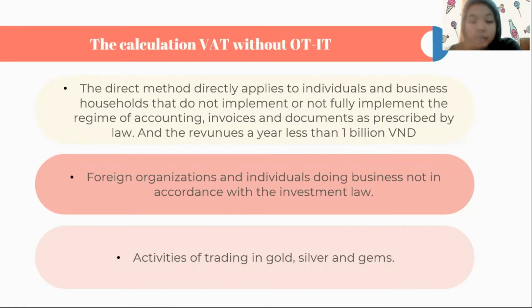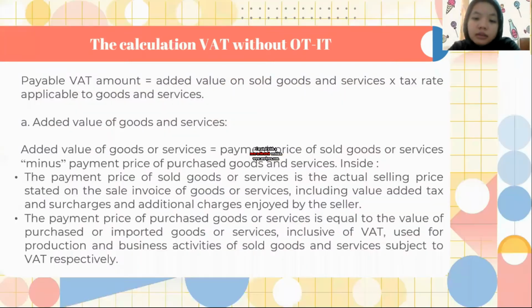Going to the second topic, the calculation of VAT without input tax and output tax. We call it the direct method. The direct method directly applies to individuals and business households that do not implement or not fully implement the regime of accounting, invoices, and documents as prescribed by law, and whose revenues a year are less than 1 million VND. It also applies to organizations and individuals doing business not in accordance with the investment law, and activities of trading in gold, silver, and gems. So calculation without input tax and output tax usually happens in activities of trading in gold, silver, and gems.